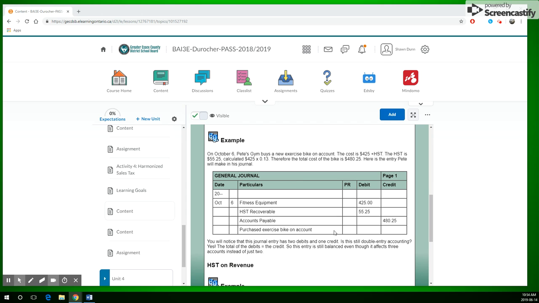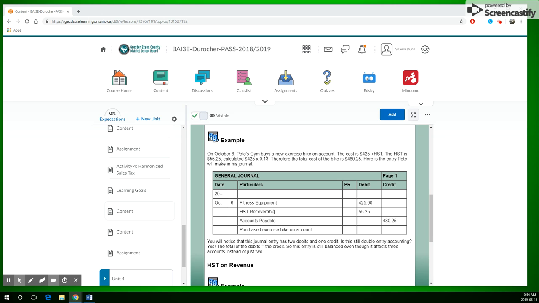So here's the journal entry for Pete as the buyer. Debit the equipment $425, debit HST recoverable, and then credit accounts payable because they bought it on account. If they had paid cash for it, this credit here would have been to cash. You notice how the sum of the debits equals the sum of the credits? It's in balance. All right.